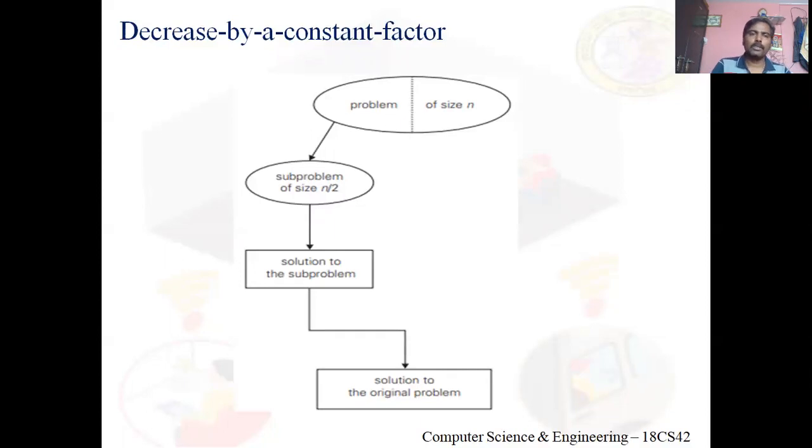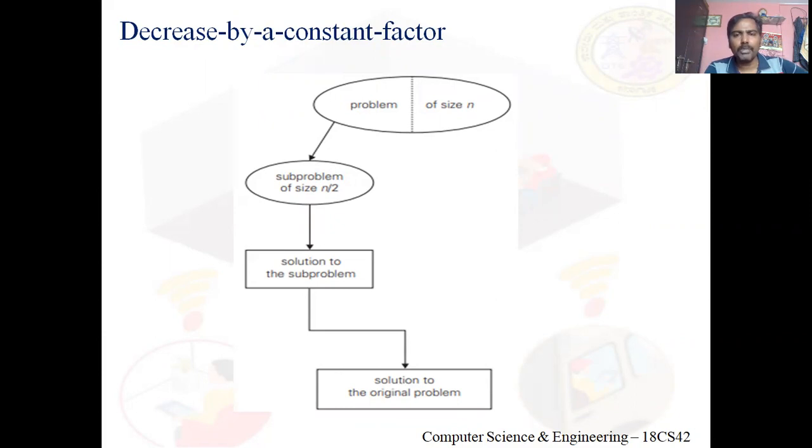Okay, got it? So let me say this is by constant factor. Constant factor means a factor keeps reducing from stage to stage by half, or keeps reducing stage to stage by 3 by 4, or keeps reducing stage by 1 by 4. That's what we call factor. So in binary search, initially let me say 100 elements were there.